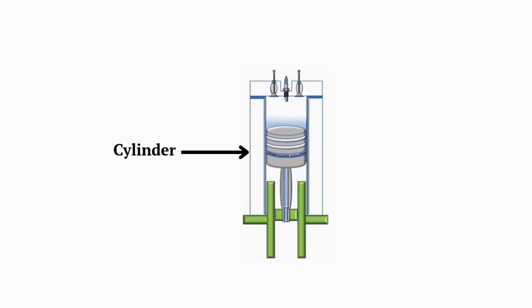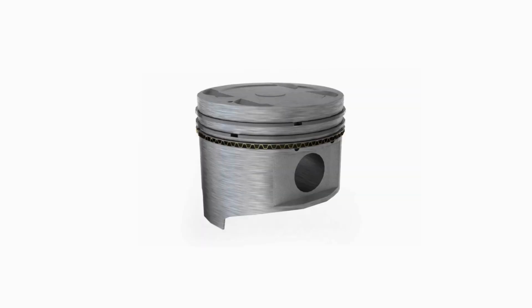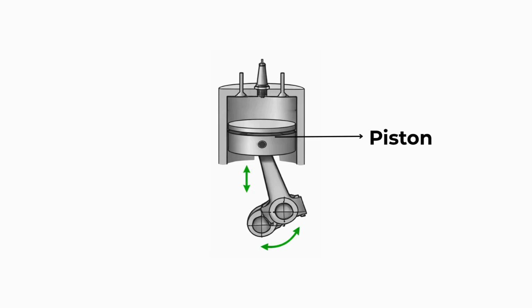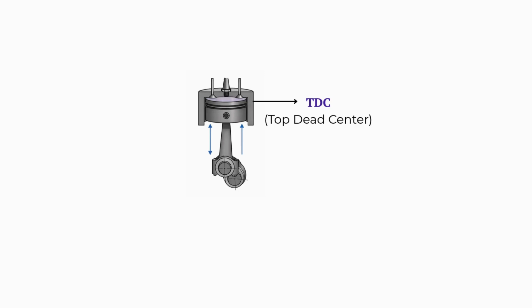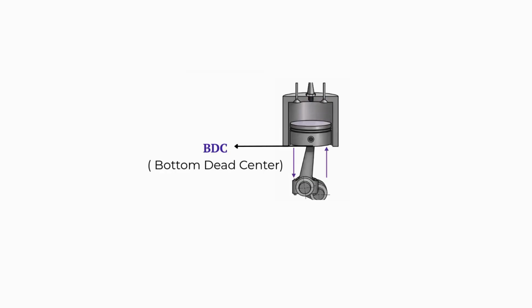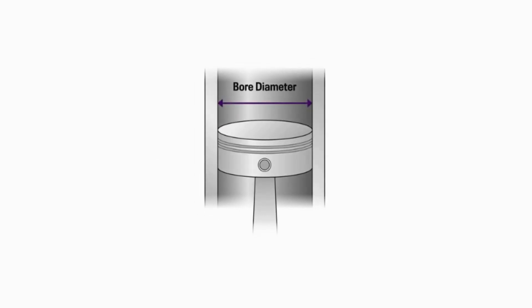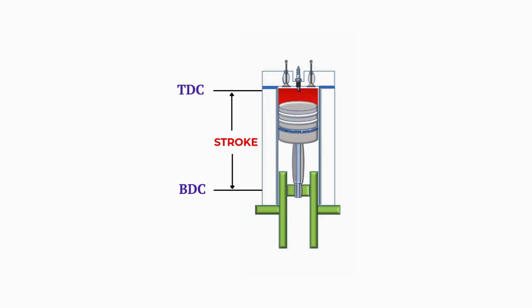A cylinder is the chamber in which the piston moves up and down. The piston is a cylindrical component that moves inside the cylinder and transfers force generated by combustion. Top dead center, or TDC, is the highest position the piston reaches inside the cylinder. Bottom dead center, or BDC, is the lowest position the piston reaches inside the cylinder. The bore is the diameter of the cylinder. The stroke is the distance the piston travels from top dead center to bottom dead center.